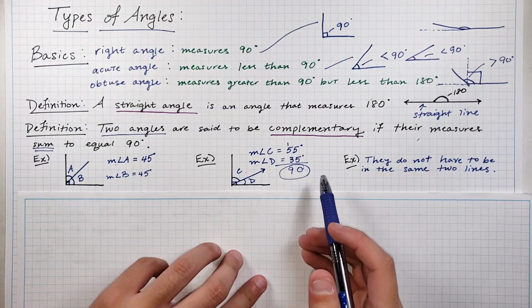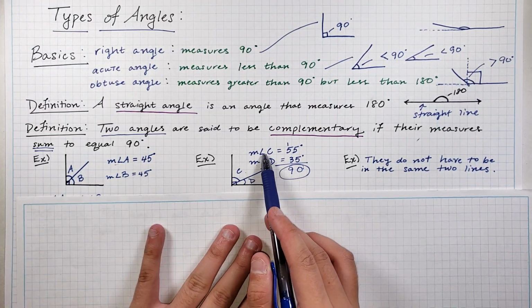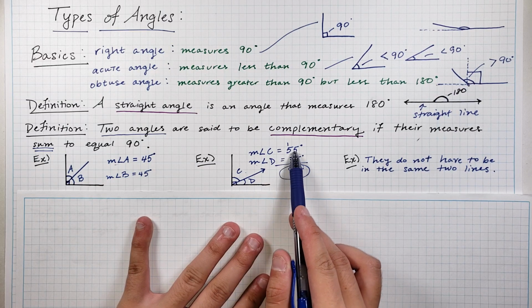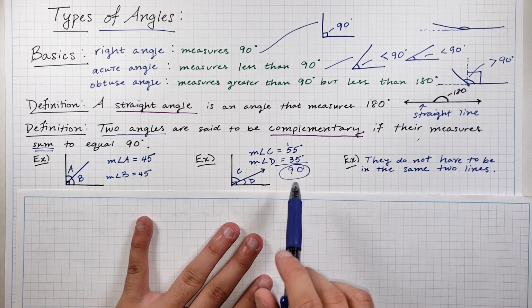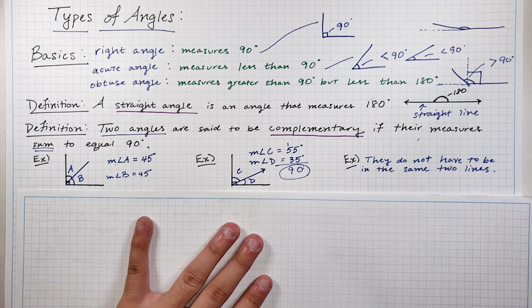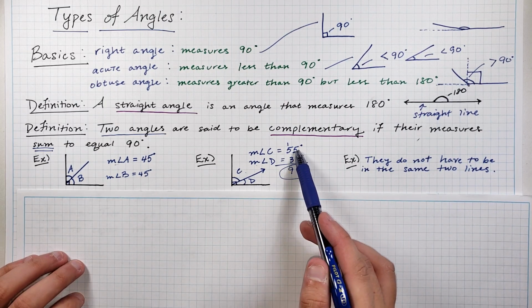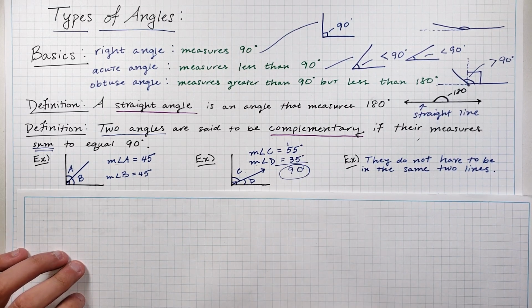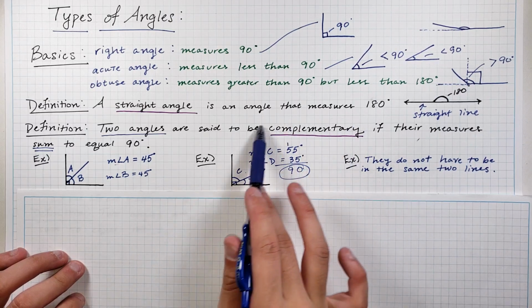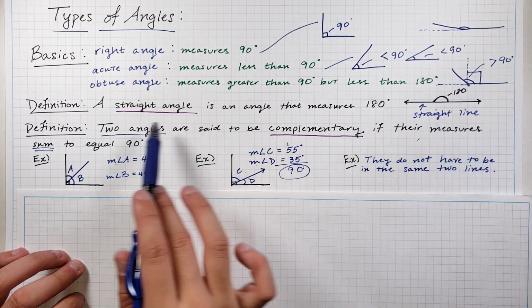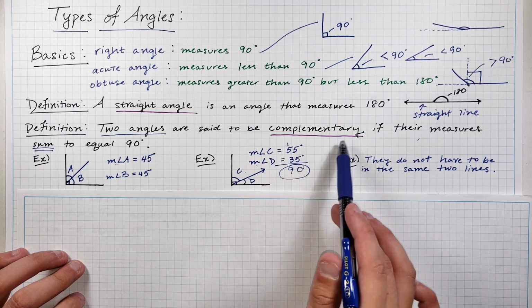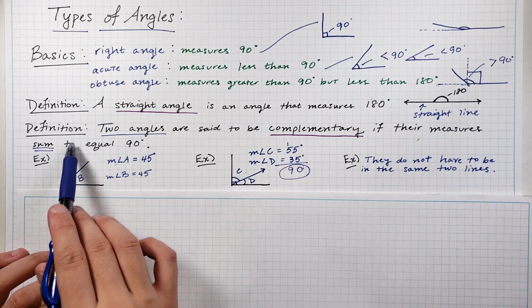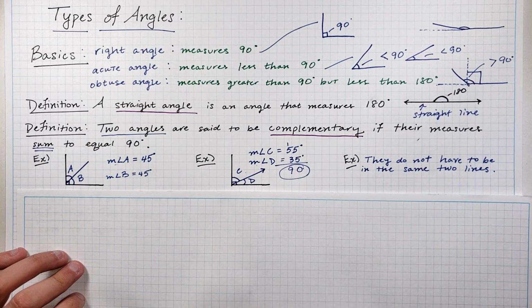All right, so we have the measure of angle C, which was 55, and the measure of angle D, which was 35, and that sums to be 90 degrees. Because 55 plus 35 is 90, that means we have complementary angles. Two angles are said to be complementary if their measures sum to equal 90 degrees. It's pretty straightforward.